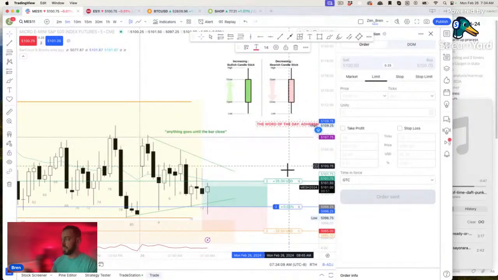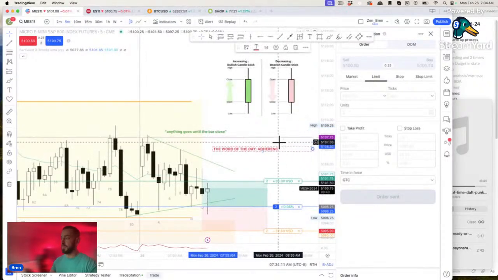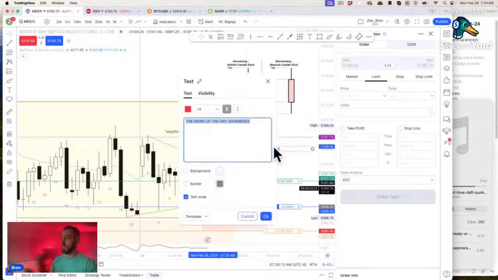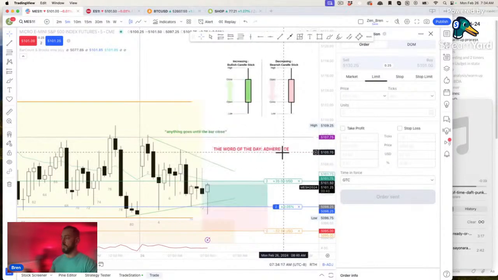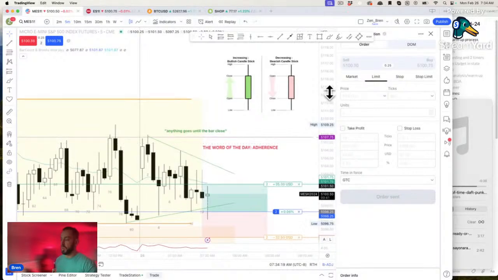Adherence. Did you follow your rules? That's the word of the day. Adherence. That's how you make money consistently over time with this.